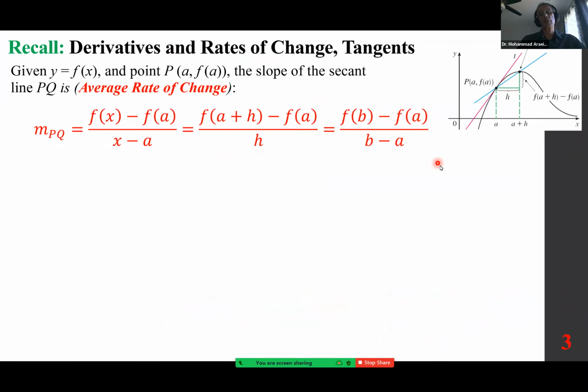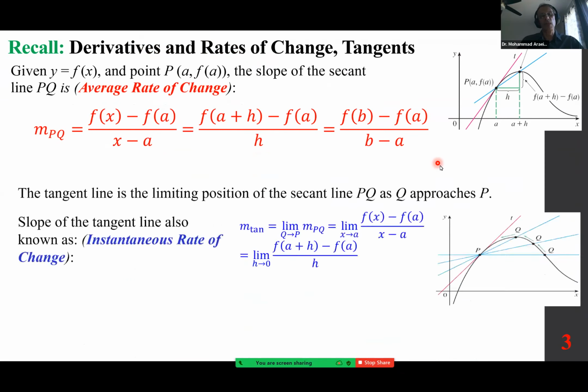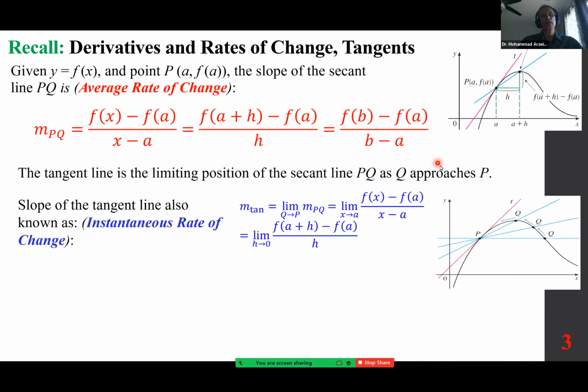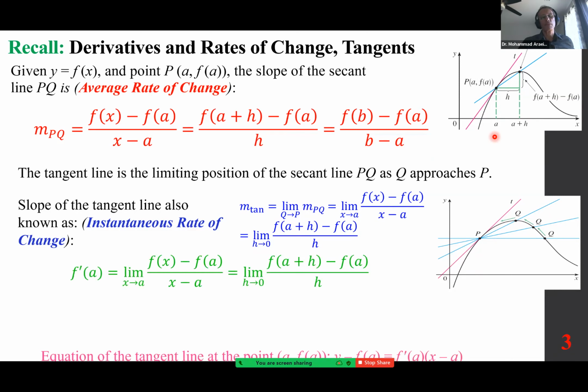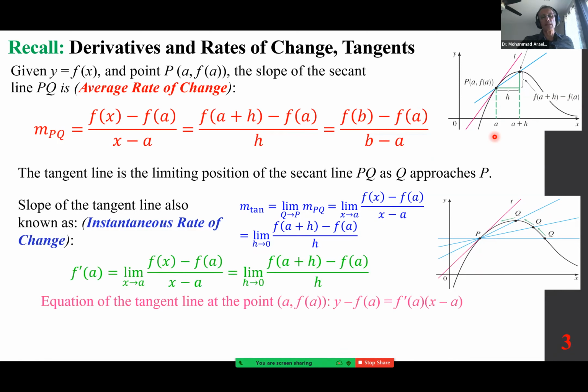As always, this is the basic slope, rise over run. When we take a limit and we let Q go to P, X approaches A, or H approaches 0, these are all, by the way, difference quotients. That becomes the slope of a tangent line. And this is, in essence, the point slope formula.